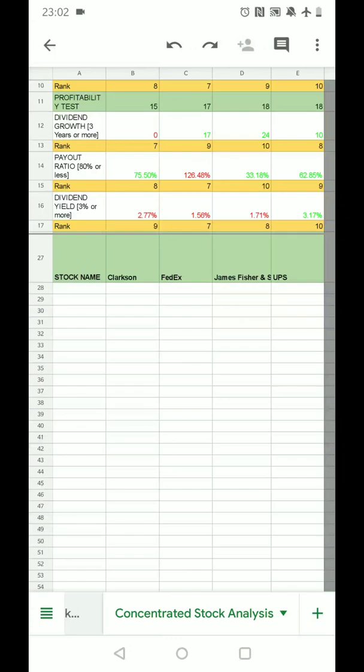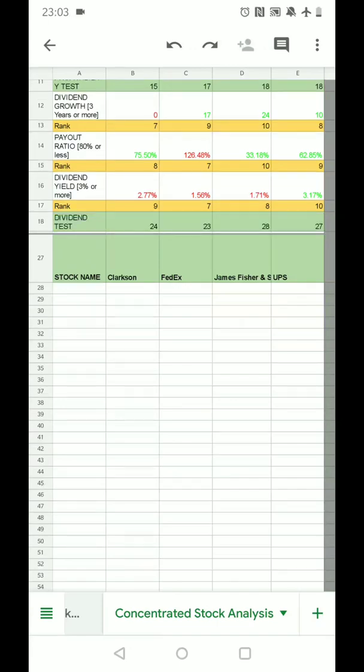And you can be quite sure there's a very high likelihood of the company either cutting its dividend in the future, or if not, taking on more debt to service its dividend payments. So that is not a safe dividend at all. So overall, for the dividend safety category, we have James Fisher at the top with 28 points, UPS in second place with 27 points, Clarkson with 24 points, and FedEx at the bottom.